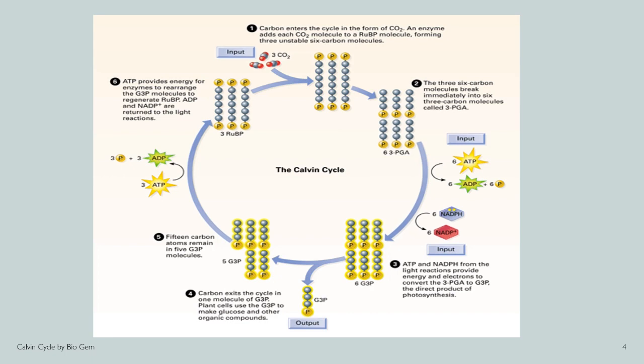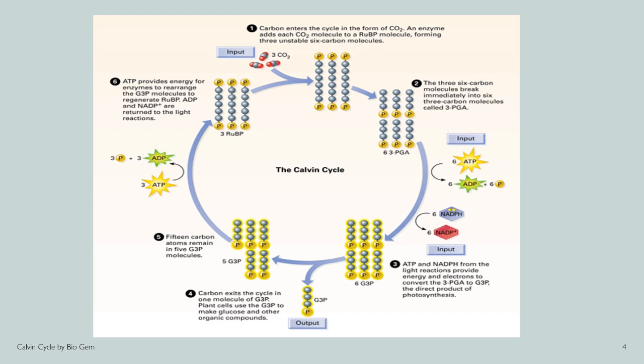3 molecules of ATP. Remember that to convert G3P into RuBP, 3 molecules of ATP are required. 5 glycerate 3 phosphate molecules are converted to 3 molecules of ribulose bisphosphate. Always 3 ATP are required, because 3 phosphate groups join together with the G3P to form RuBP, right? So yeah.